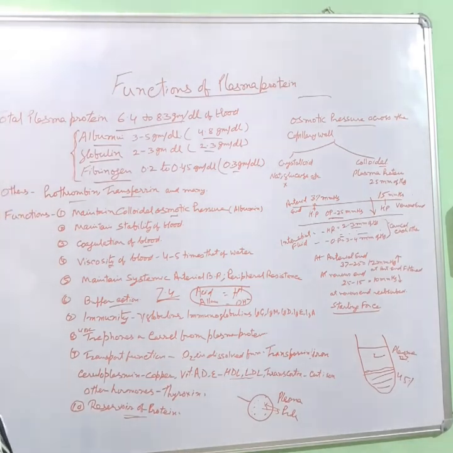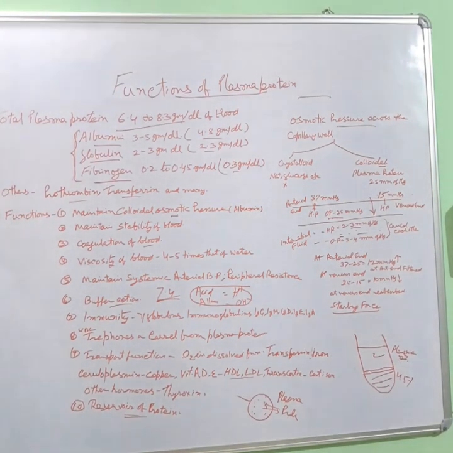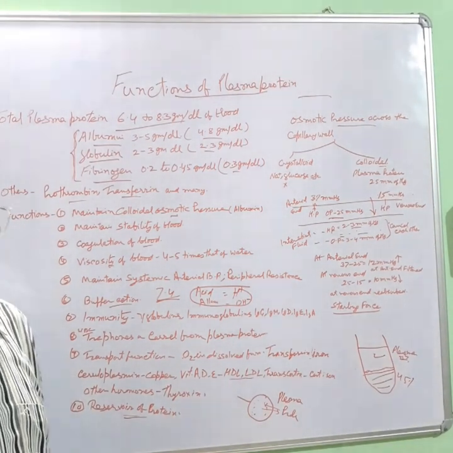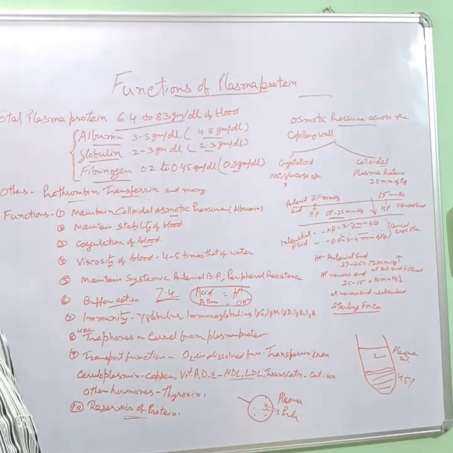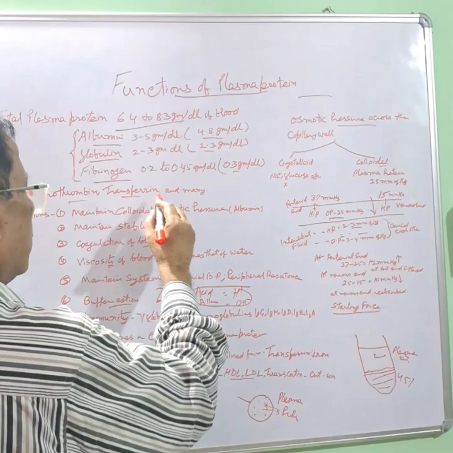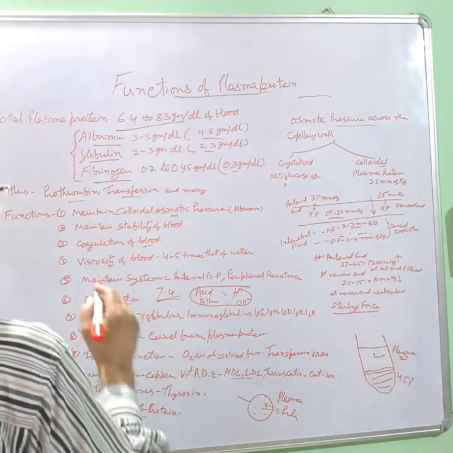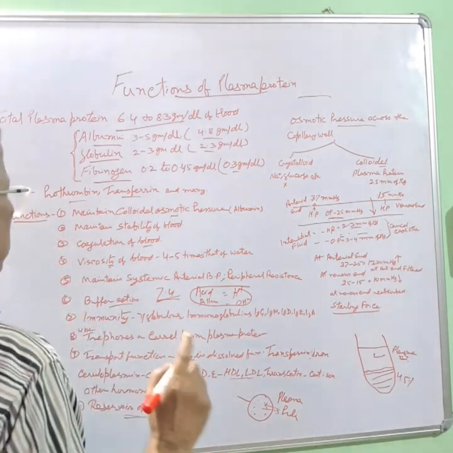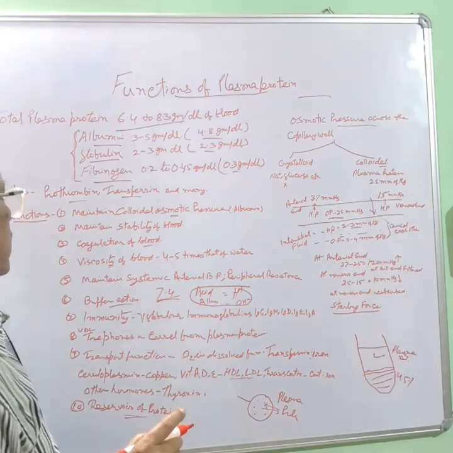Others are also there, such as prothrombin, transferrin, ceruloplasmin, etc. They are present in very little amounts, but are of importance. Now, concentrating on the functions of the plasma protein.